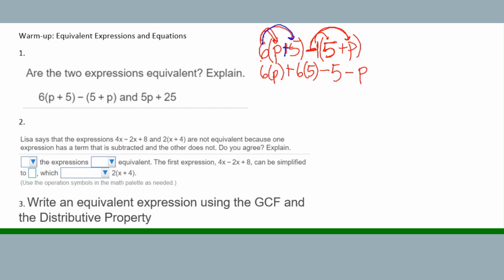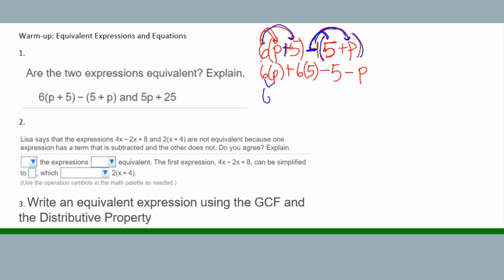And then we want to evaluate, so you have to remember to distribute this minus sign into both parts, not just the 5, because the sum of 5 and p, both are being subtracted from this first term. So you have to make sure you distribute that minus sign into both parts and not just the 5.